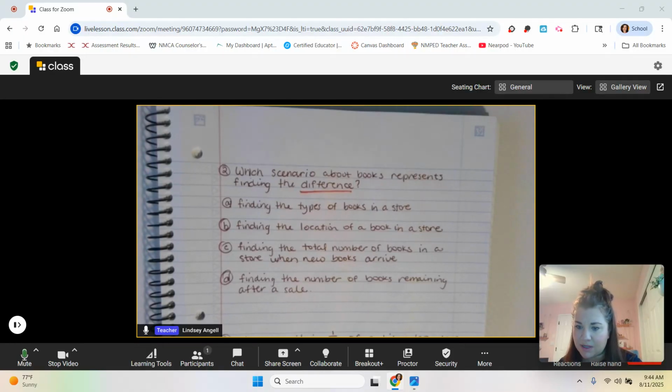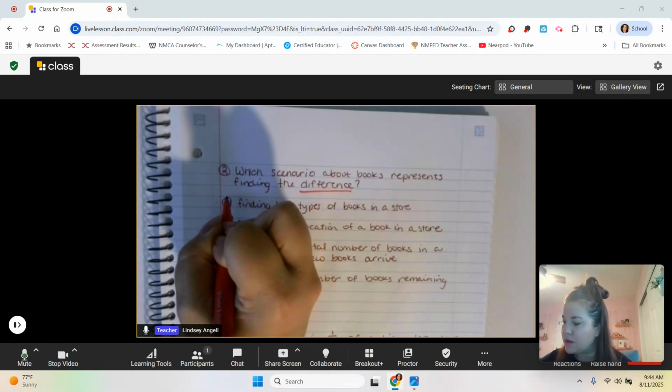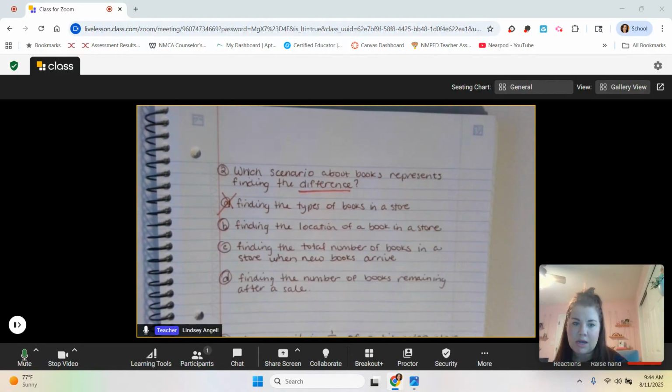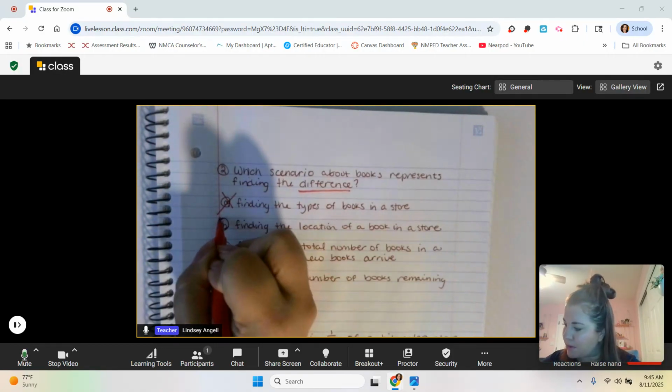That probably doesn't have anything to do with subtraction, right? There might be science fiction books, fantasy, historical fiction. So we're just counting up. That doesn't involve subtraction, so I'm going to say no to A. For B, finding the location of a book in a store. Like when I go to Target and I'm looking for something and it says it's in aisle A6, right? There's no subtraction there. It's just finding it on a map.